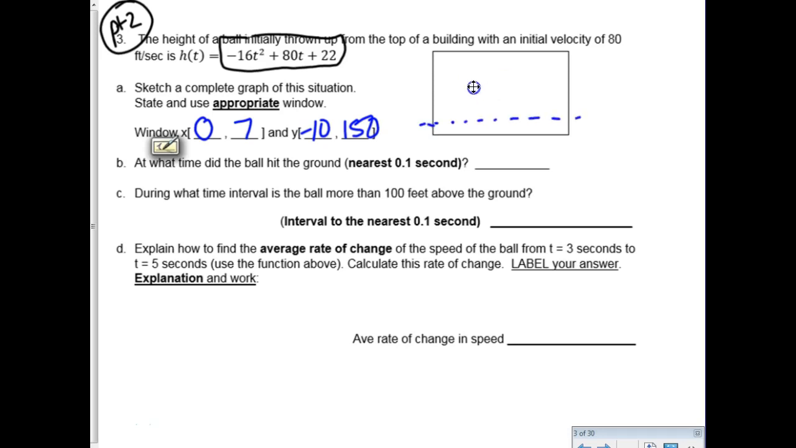There's the, oh boy, that's ugly. That's the ground. Oh man, that's terrible. That is not at all what it looked like. So make sure yours looks a little better. It does say, when does the ball hit the ground? So back to my calculator.